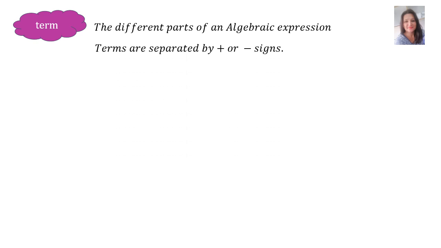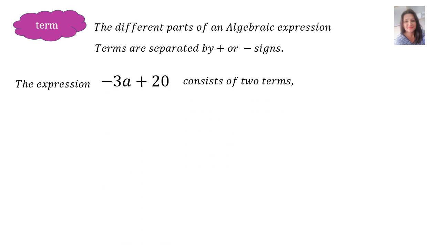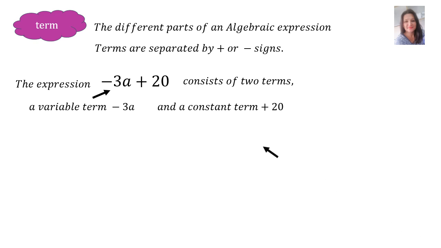Let's look at term. A term is the different parts of an algebraic expression. Terms are separated by plus or minus signs. The expression negative 3a plus 20 consists of two terms: a variable term, minus 3a, and a constant term, plus 20.